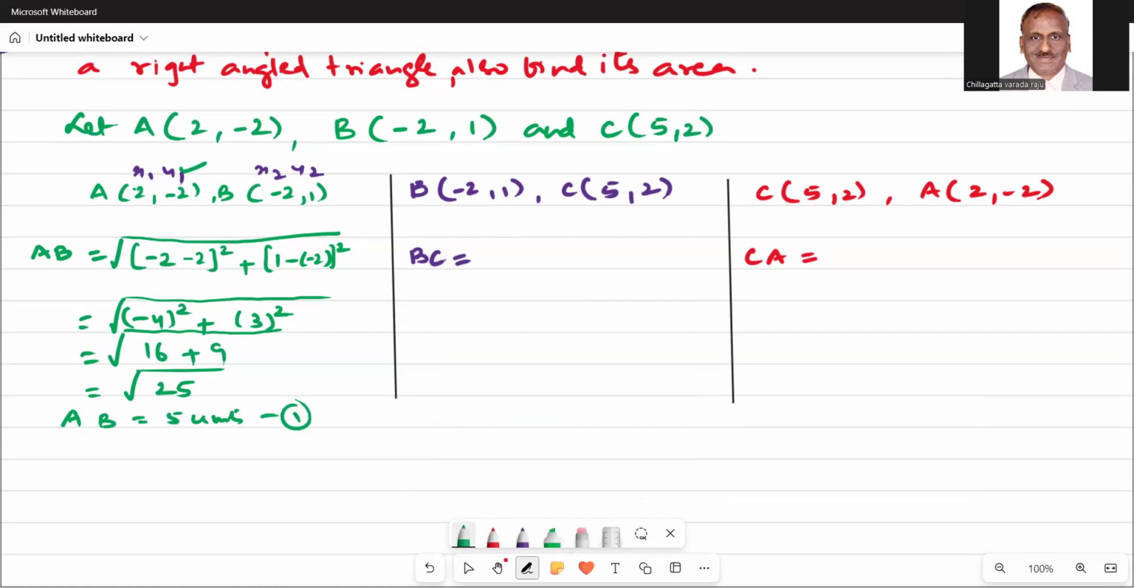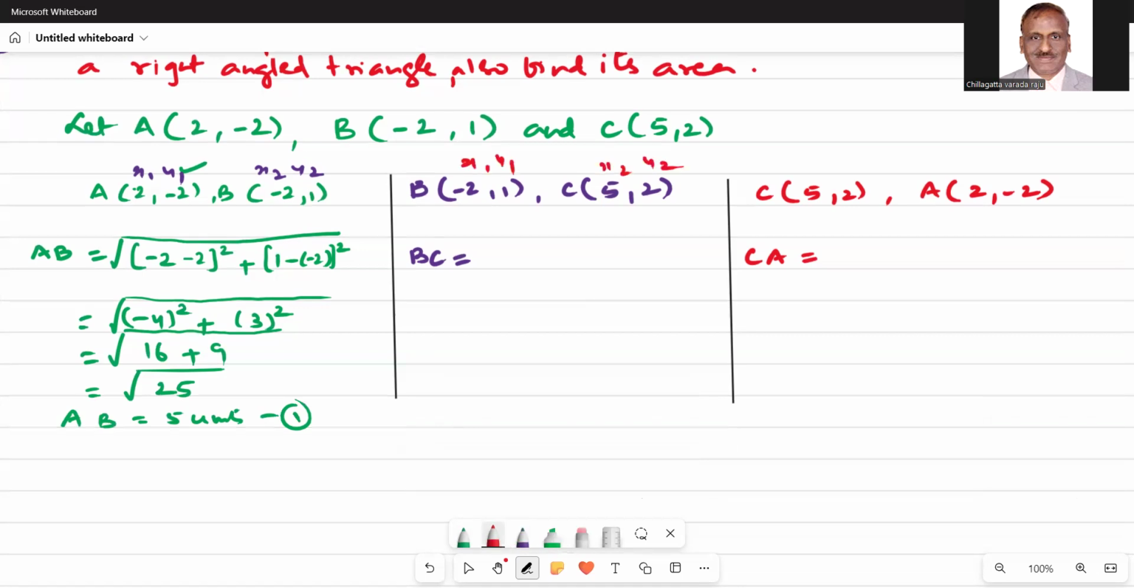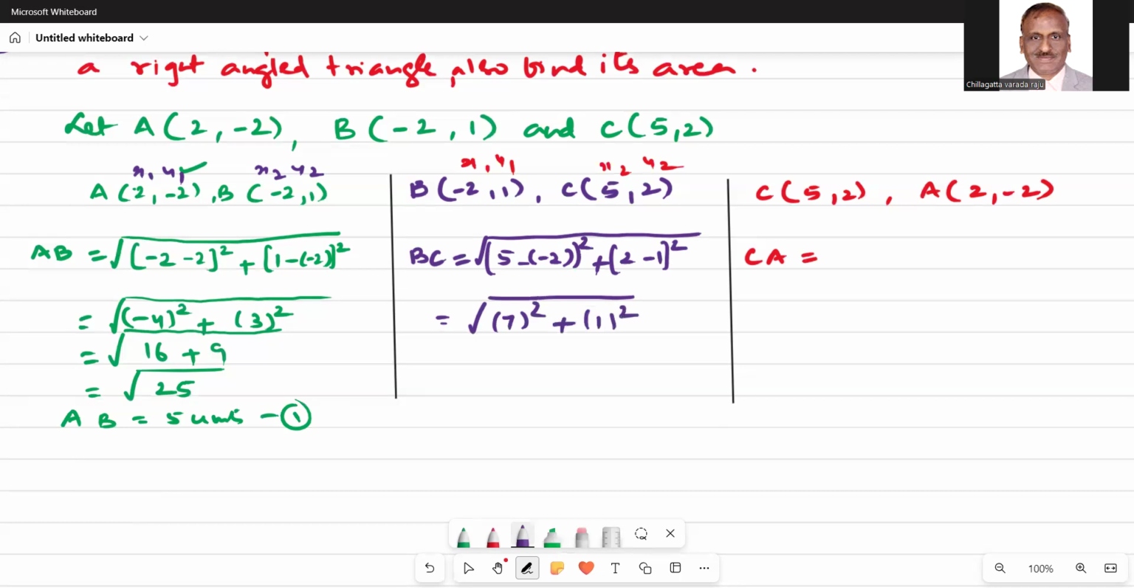Now shall we find the length of BC? In BC, this will be x1 y1, and this is x2 y2. Again the same formula: square root of (x2 minus x1) whole square, that is 5 minus of -2 whole square, plus (y2 minus y1), 2 minus 1 whole square. So that gives you the square root of 5 minus of -2, which is 7 whole square, plus 2 minus 1, which is 1 whole square.